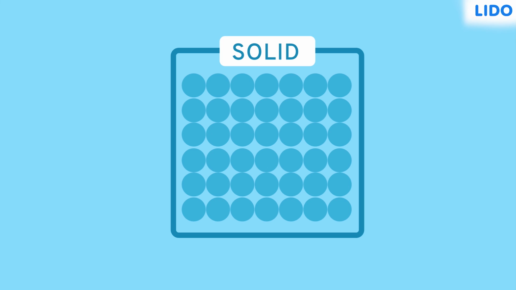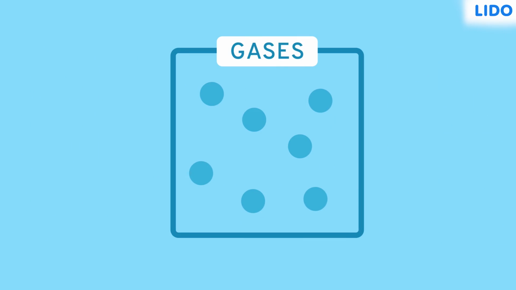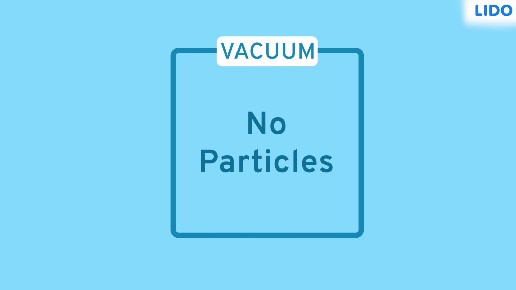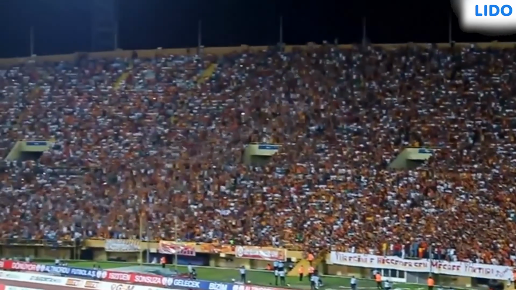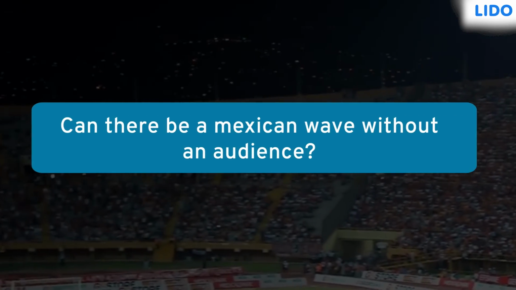Sound waves can travel through solids, liquids, and gases, but not through vacuum. Why? Because vacuum doesn't have particles, and without particles, there can be no vibration and therefore no waves. Well, it only makes sense. Think about it. Can there be a Mexican wave without an audience?